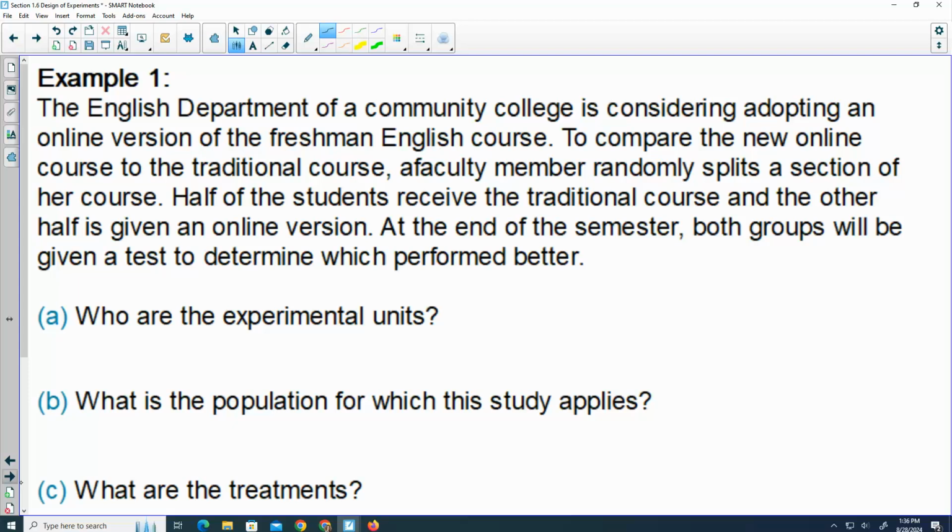So who are the experimental units? The students. The students, the freshmen in this course, the students in the course. What is our population here? Students taking this class. Yeah. The freshman English students or students in her class.